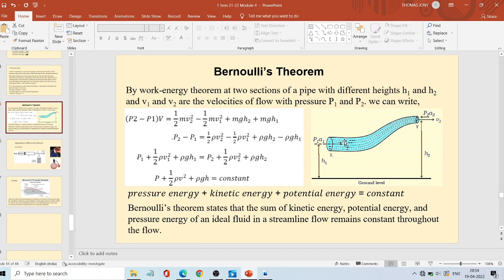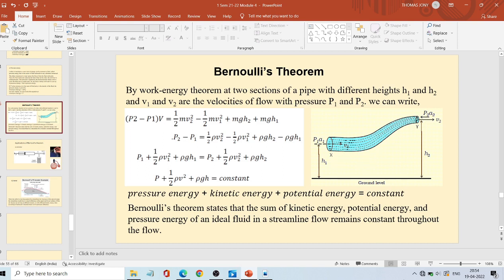These 3 types of energies are there. So they have some work done. So this work and energy are related, we know. So by using the work energy theorem at the 2 sections of a pipe with a different height. So let us see in the figure.